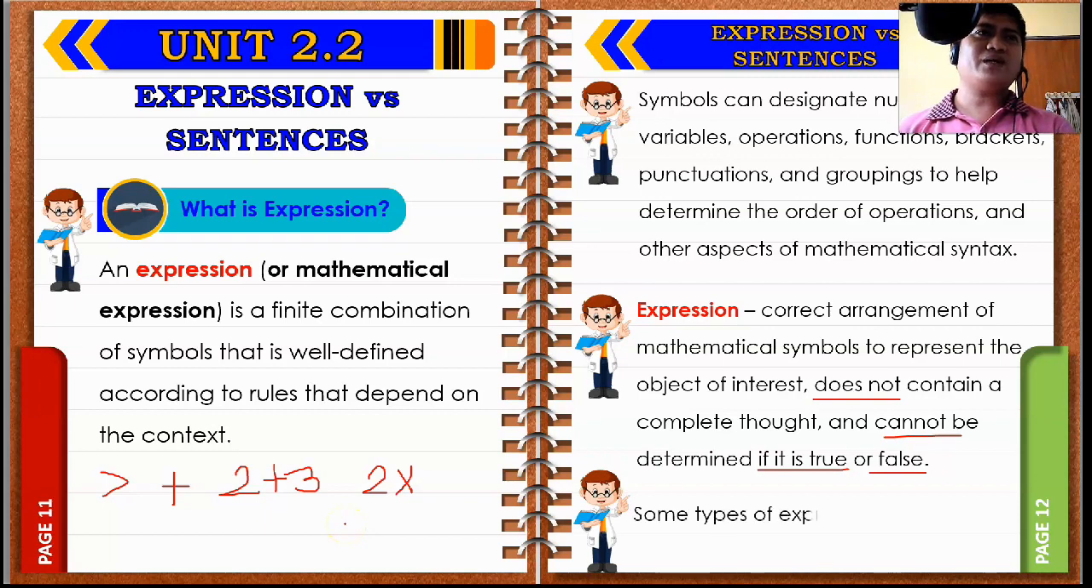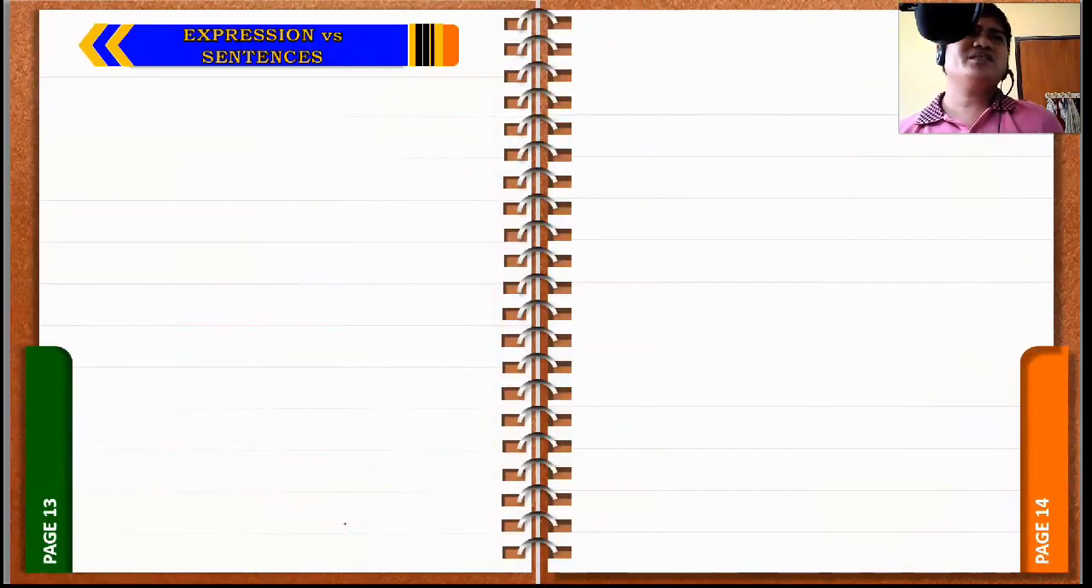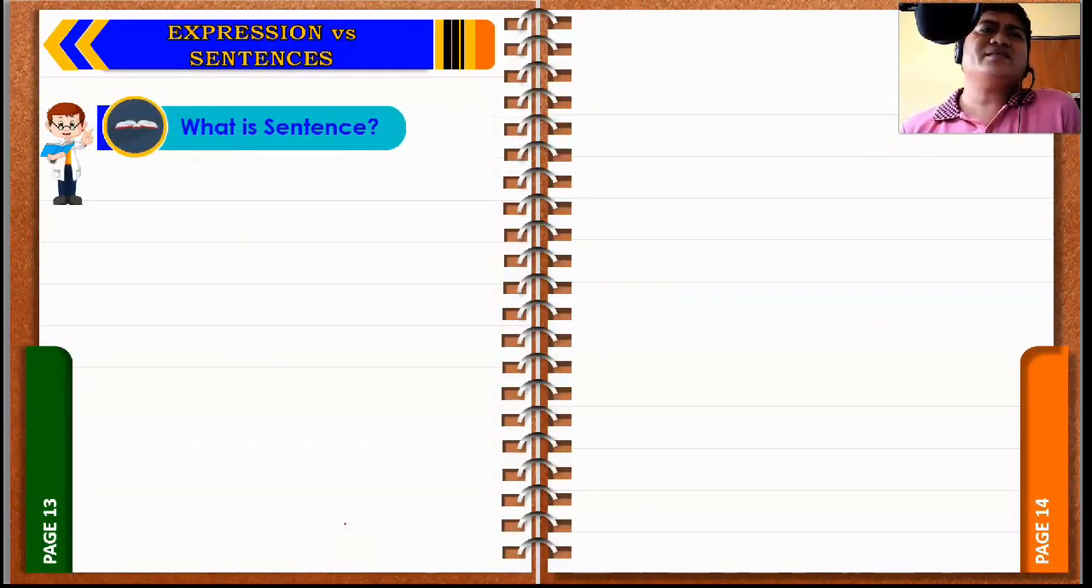Now, what about expressions? Some types of expressions are numbers, sets, and functions. Okay? So those are expressions. Digits are expressions, sets are expressions, and functions. Now, what is the difference? But now is a sentence.